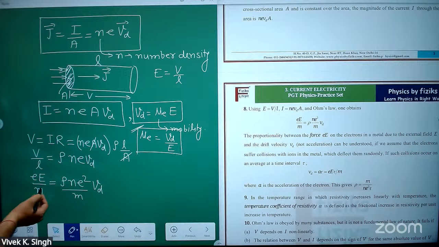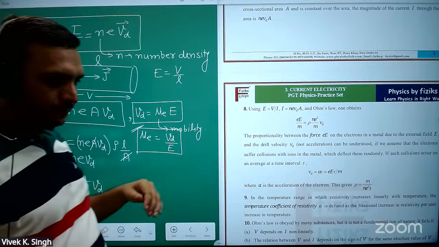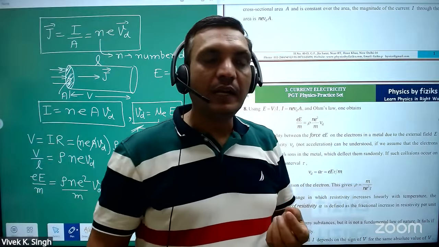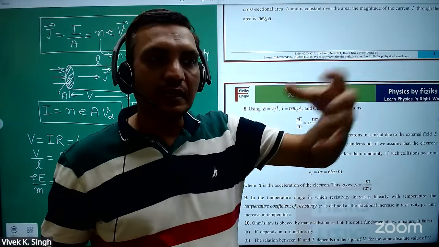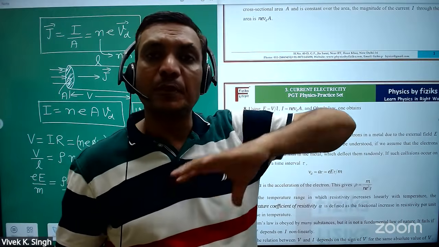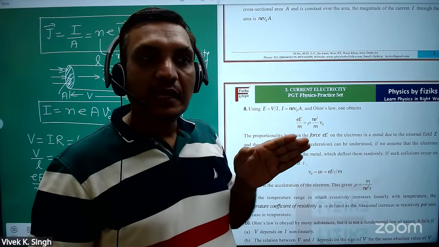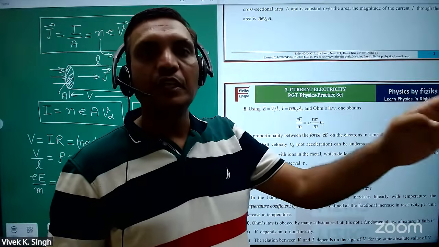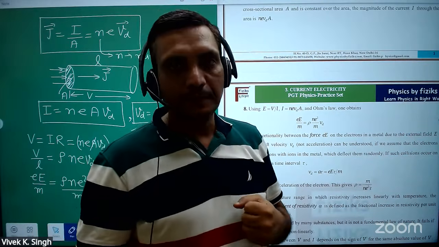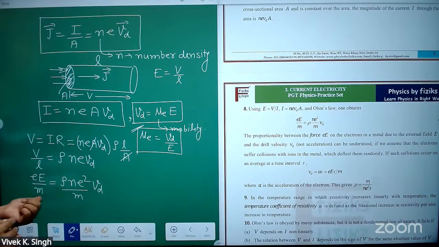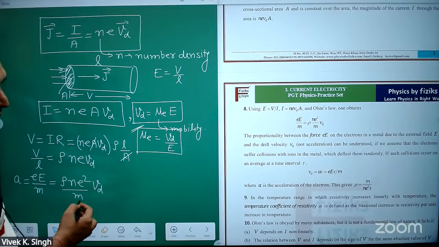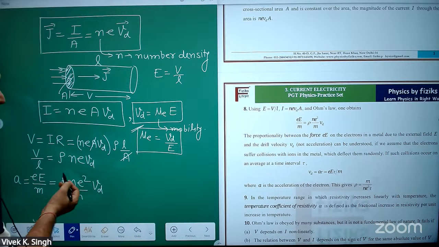Just see, this applied electric field is proportional to the drift velocity. If there is no applied field, net current will be zero because electrons are in random thermal motion. Although their speed is very high, their average will be zero. But when you apply an electric field, the electrons drift in a particular direction with very small speed, and that depends on the electric field. So this will be the acceleration of the electron, given by this relation.